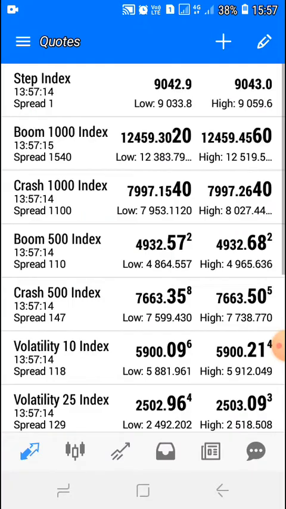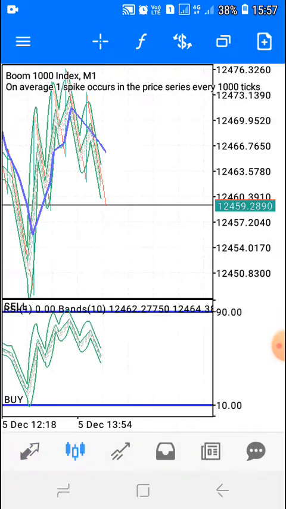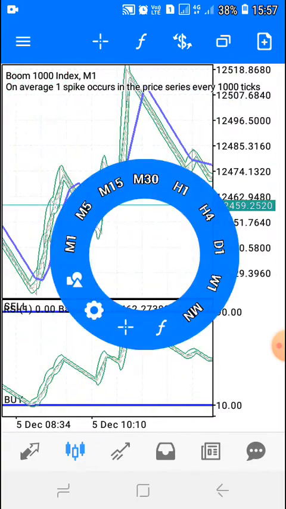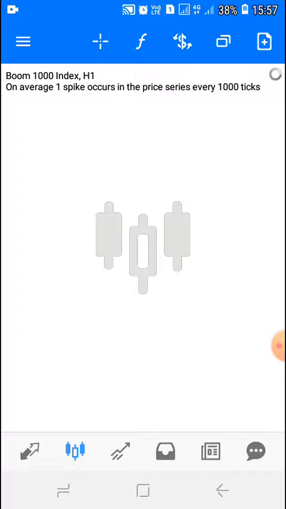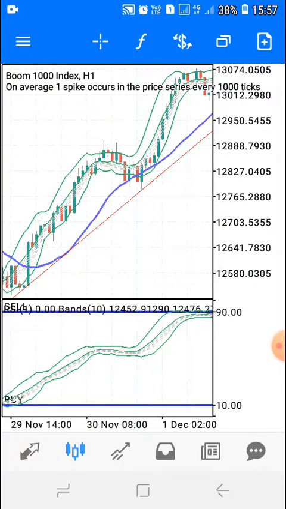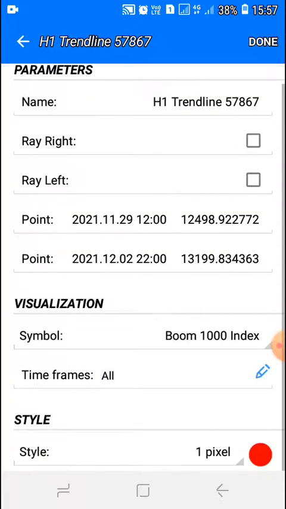And let me just show you how to use it on Boom 1000. And I'll show you guys the parameters. Then we're done with this video. Right? So we can see over here, the first thing you want to do is go to the 1 hour time frame. Okay. So by the look of things, let me just make this a bit thicker, so you guys can see properly what I'm talking about.